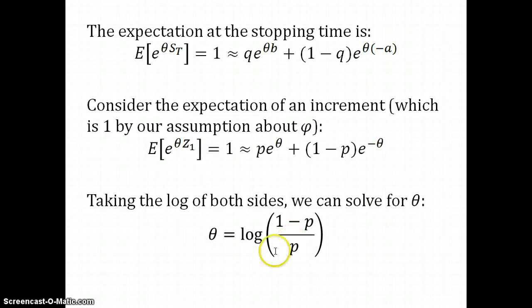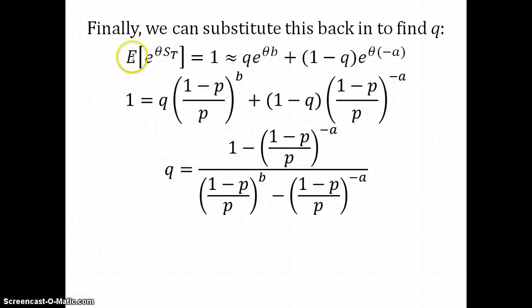Now if we take the log of both sides, we can then solve for this value of theta. We find that theta is log of 1 minus p over p. Now, substituting this back into our original expectation, we can then solve for q. So applying these logs, the log cancels the exponential, and we get this expression, which when solving gives us this expression for q, or the probability of hitting b before a.